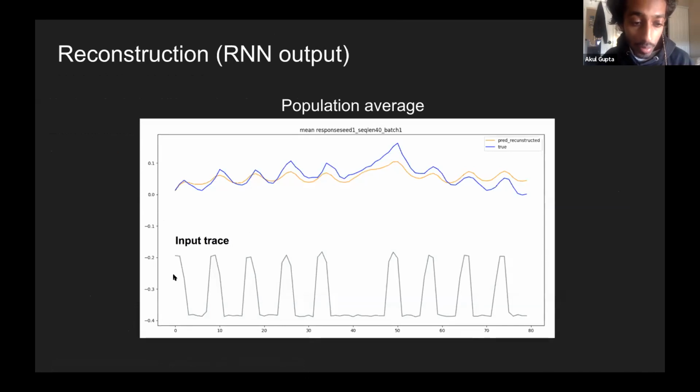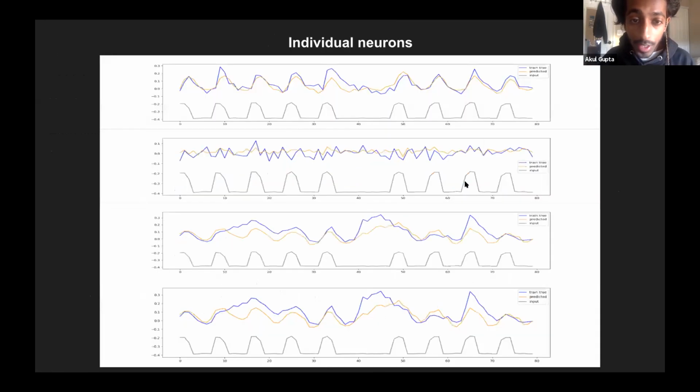Over here on the bottom, this is the input to the RNN. This is the input trace. This is the stimulus information, whether the image is present or not present. In blue, this is the population average of the recorded neurons, and in orange is the average of the reconstruction of the RNN. This is the same thing, except at the individual neuron level. These are individual neuron traces, and you can see the RNN is doing a pretty good job of fitting the neural activity.